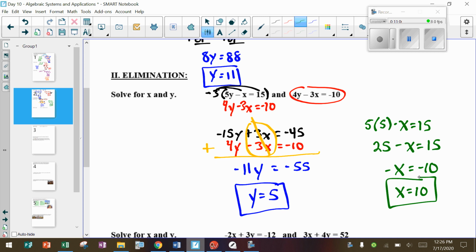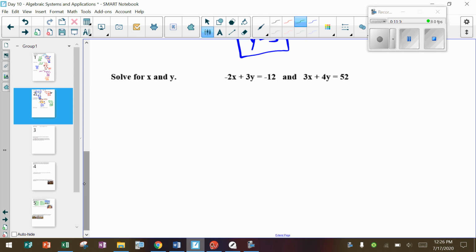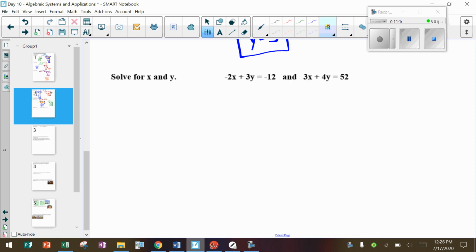So let's do another one of those elimination methods. One of the things that we have to have is all of our variables aligned in the same order. So this has x first, y second, and then equals the number. Make sure the second equation is in the same order. The x is first, that's good. The y is second, that's good. And equals the number, that's good.